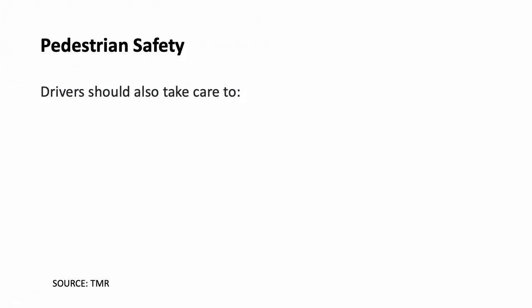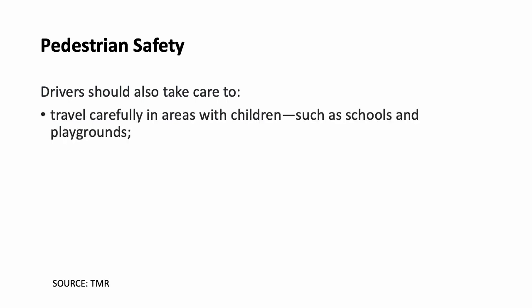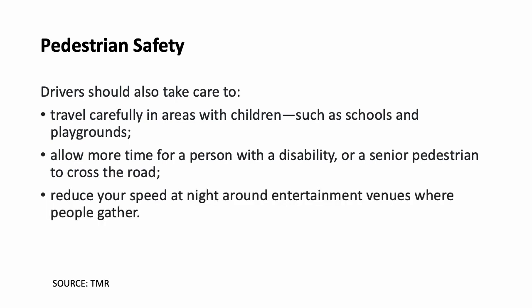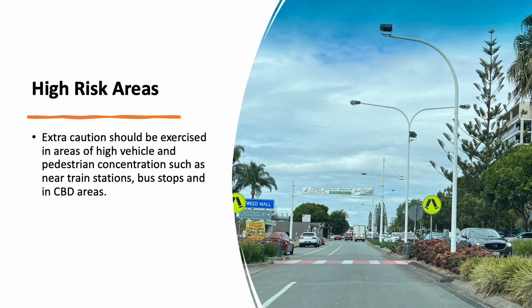Pedestrian safety. Drivers should also take care to travel carefully in areas with children such as schools and playgrounds. Allow more time for a person with a disability or a senior pedestrian to cross the road. Reduce your speed at night around entertainment venues where people gather. High-risk areas. Extra caution should be exercised in areas of high vehicle and pedestrian concentration, such as near train stations, bus stops, and CBD areas.